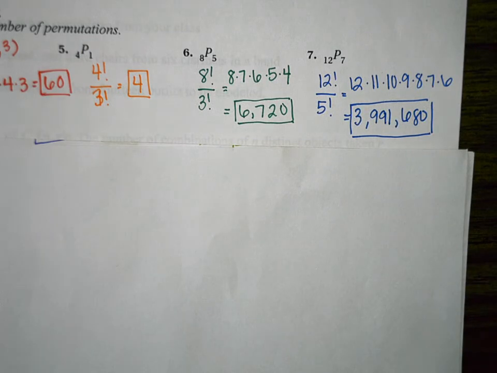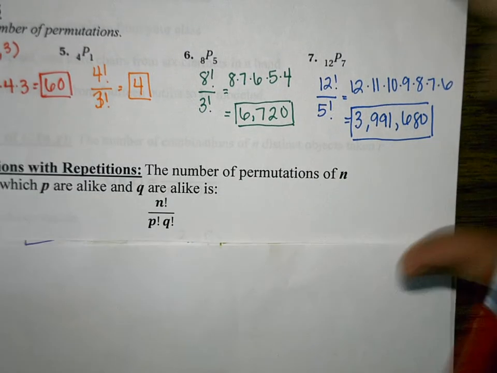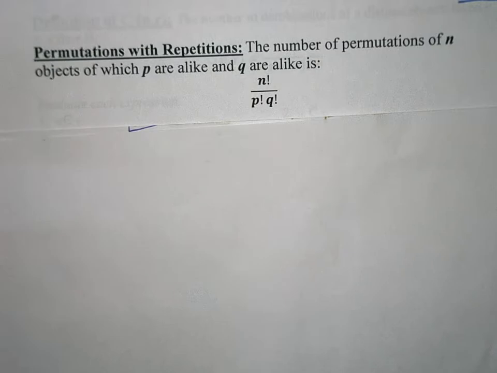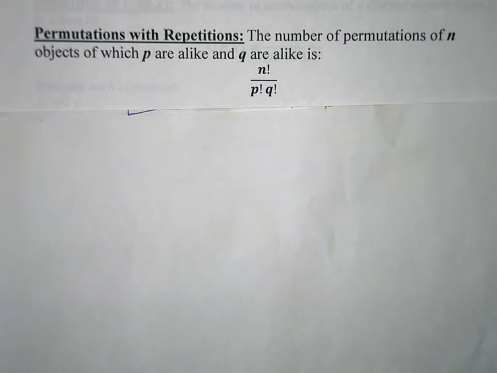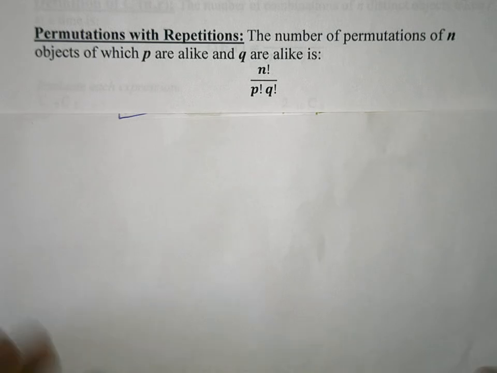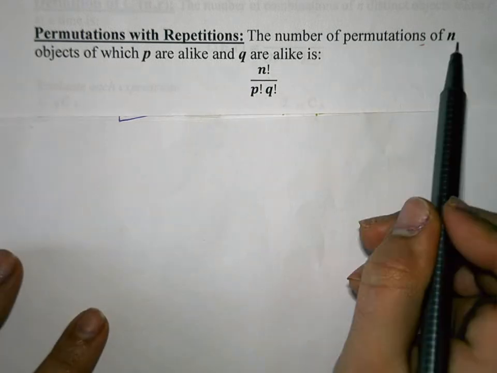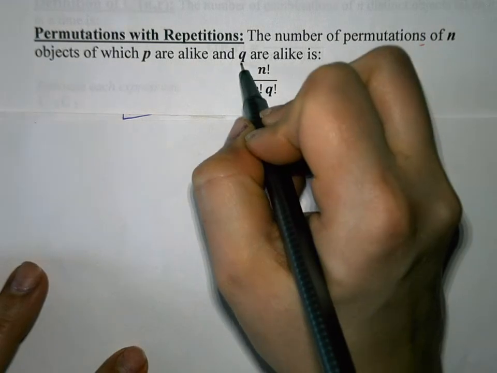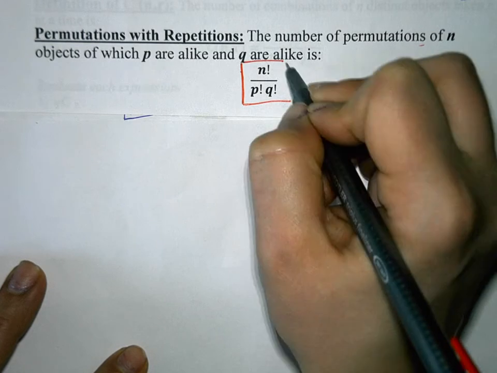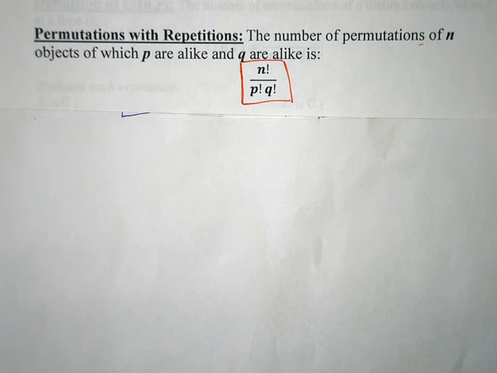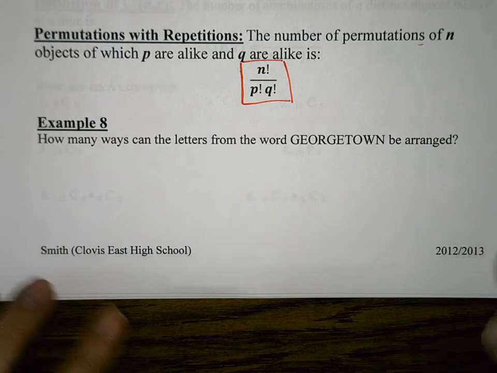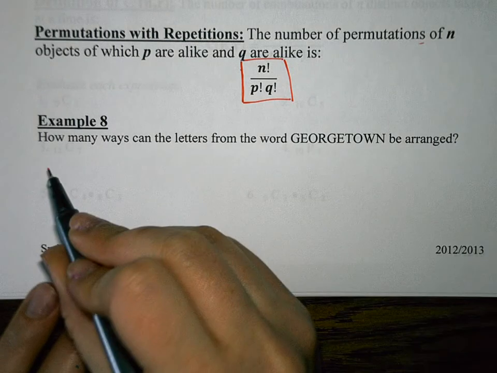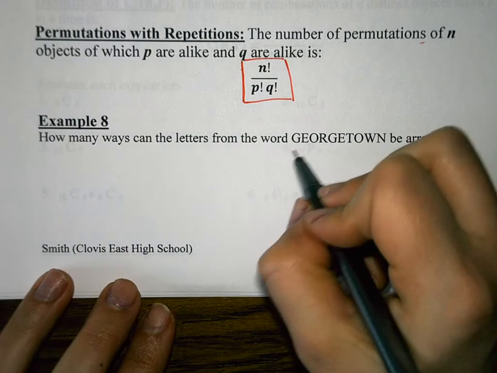So we also have a special kind of permutation called a permutation with repetition. So this would happen if we are allowed to do repeats in our permutation. So for example, the number of permutations of n objects of which p are alike and q are alike. So here is your formula for a permutation with a repetition. N is the number of objects that you have, and P and Q are the number of repetitions of particular objects. So for example, and I do want you to write this one, how many ways can the letters from the word Georgetown be arranged?